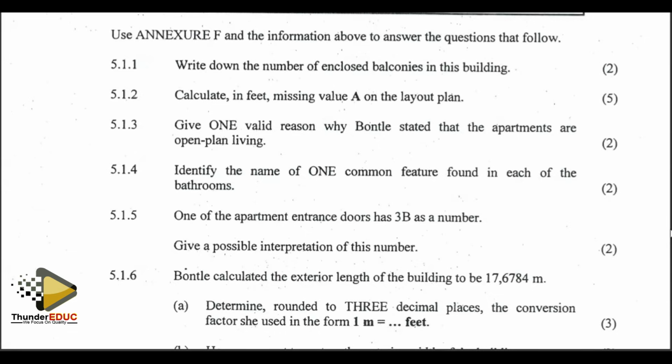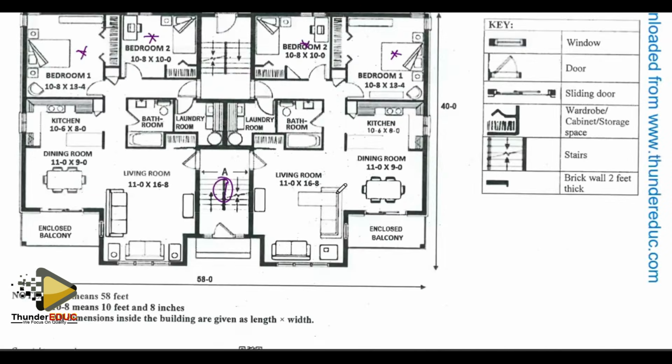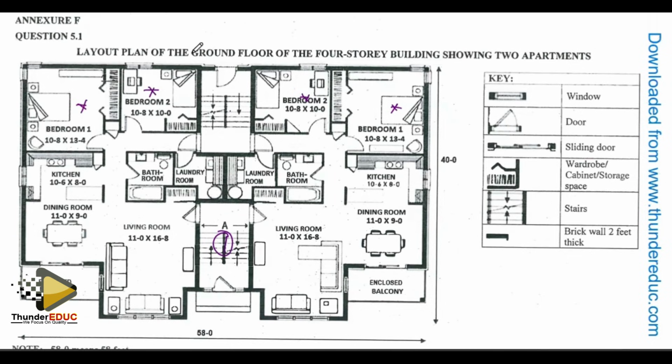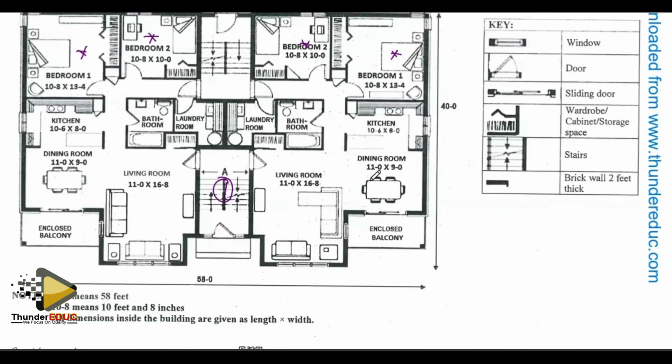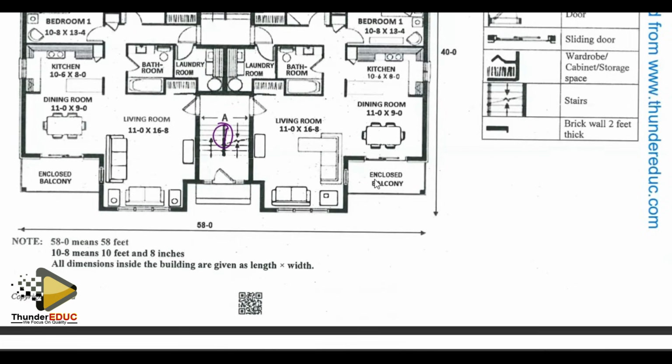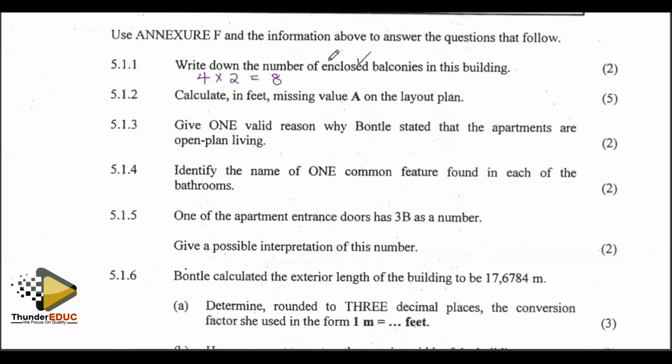Now remember, there are 4 storeys. There are 4 of them, and each has 2. So they could be what? 8 enclosed balconies. Why am I saying 8? They said this one here is the layout plan of the ground floor, like the first floor of the 4-story building. So if the first one has an enclosed balcony, definitely all of them have enclosed balconies. Right. So we are saying 4 of them times 2, you get 8.